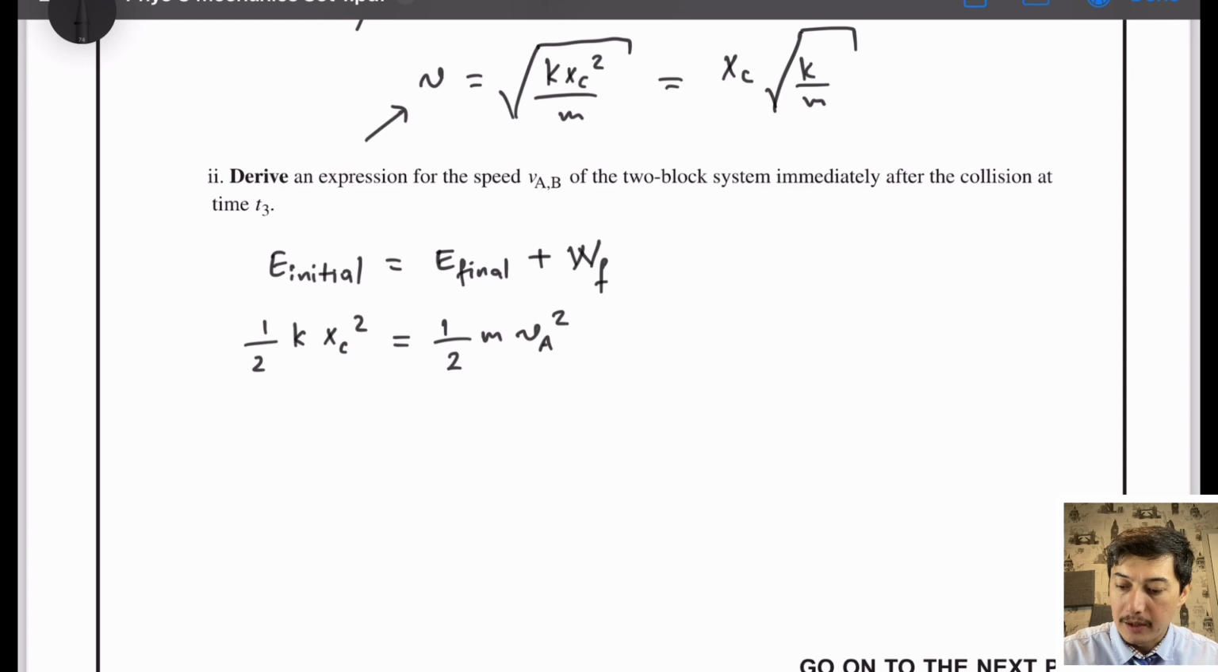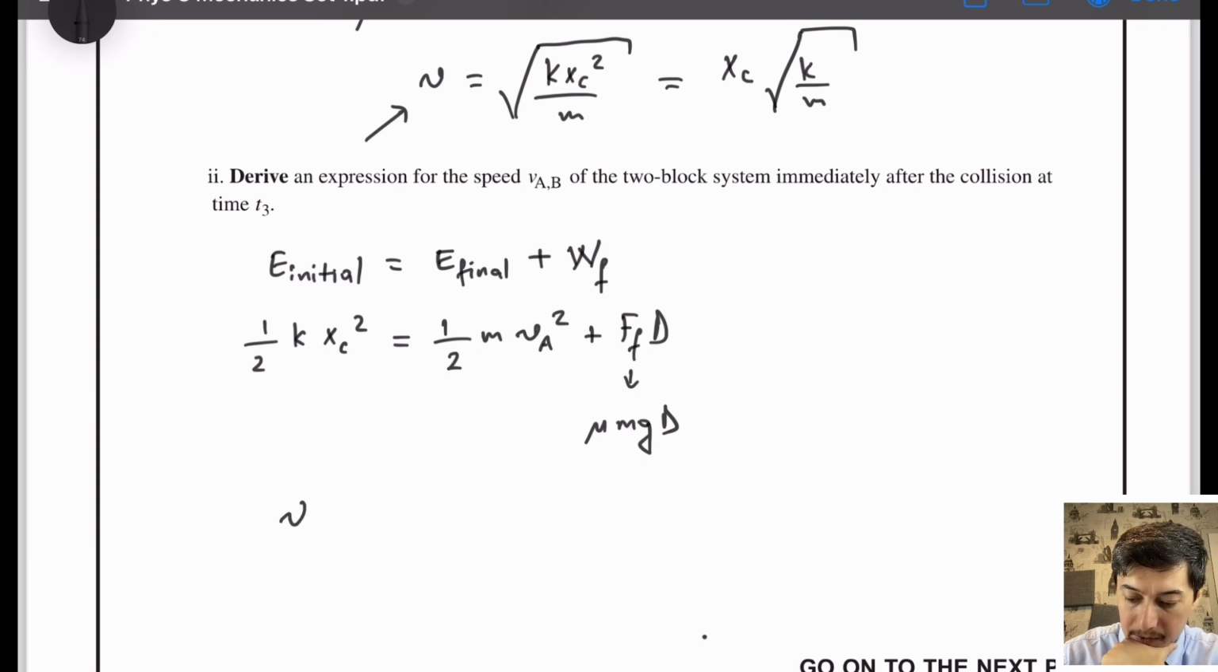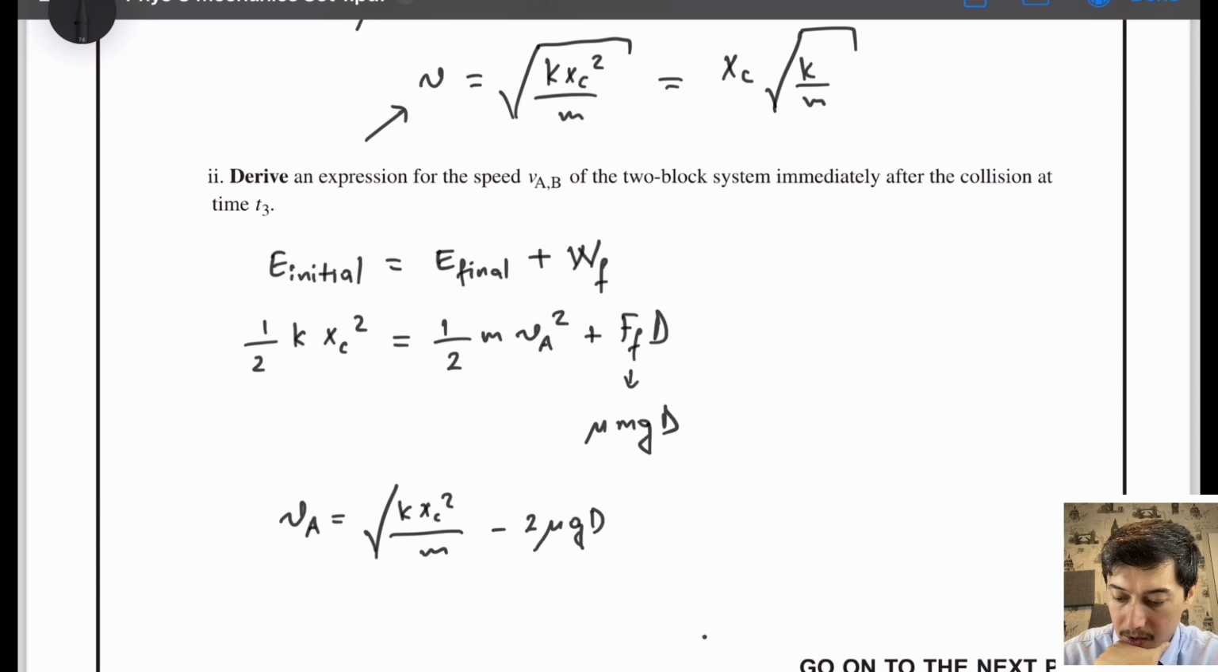Now, the frictional force here is going to do work, which is going to be equal to friction force times d. And let's open the frictional force. It's going to be coefficient times normal force, which is mg times d. Now, if we solve this equation, we will get VA is equal to square root of k xc square divided by m minus 2 mu g d, all in the square root.